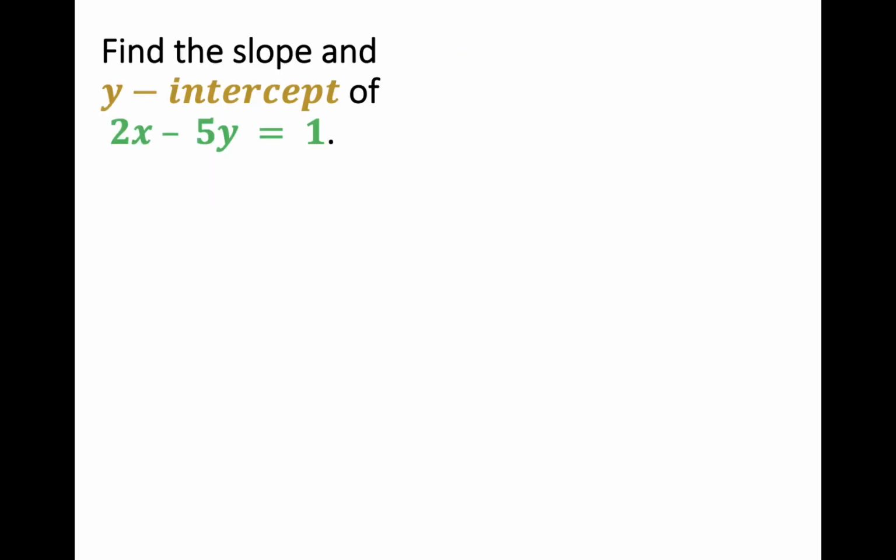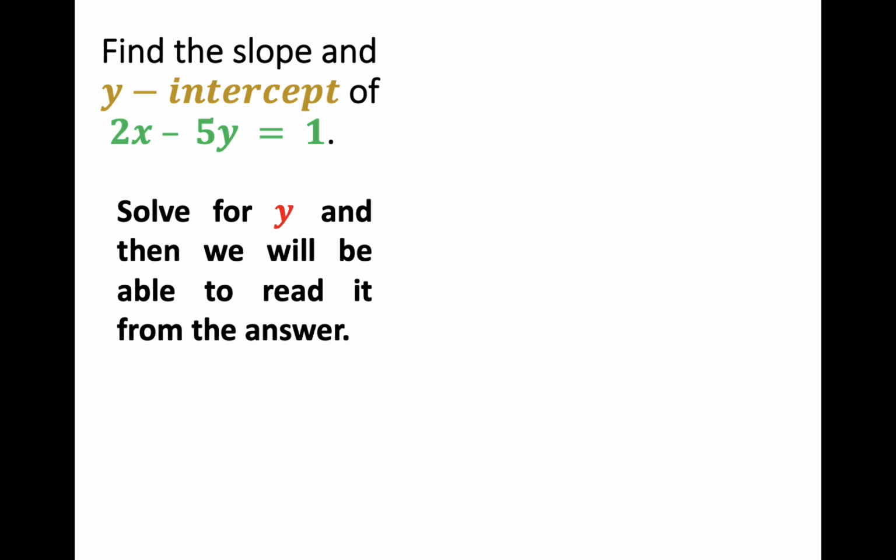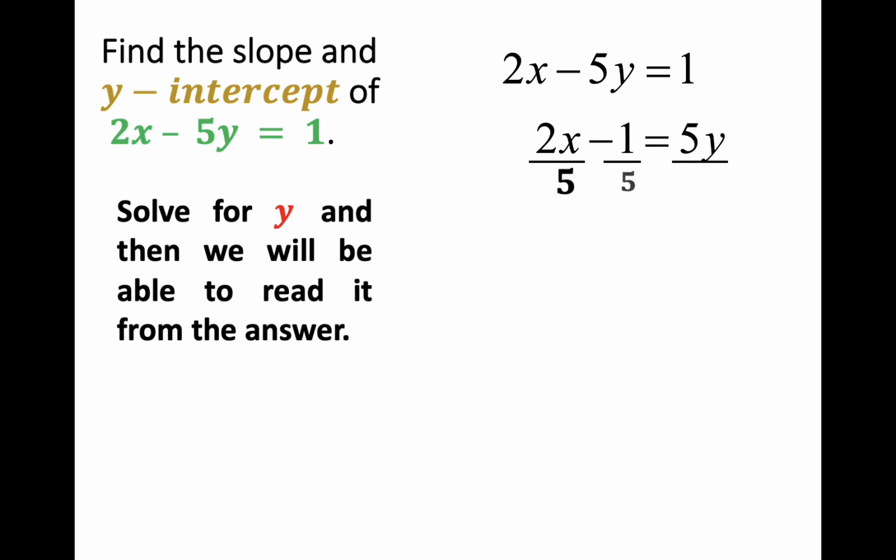Okay, next. Find the slope and y-intercept of 2x minus 5y equals 1. Solve for y, and then we will be able to read it from the answer. So, we have 2x minus 5y is equal to 1. Lipat natin yung 5y, become positive, and 1 will become -1. Okay, so divide both sides by 5.